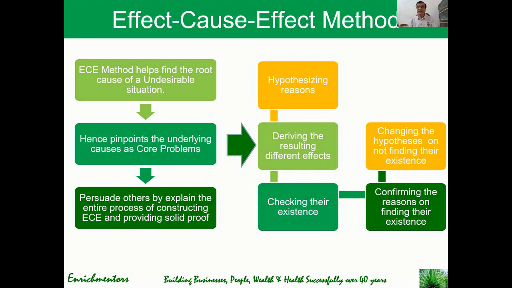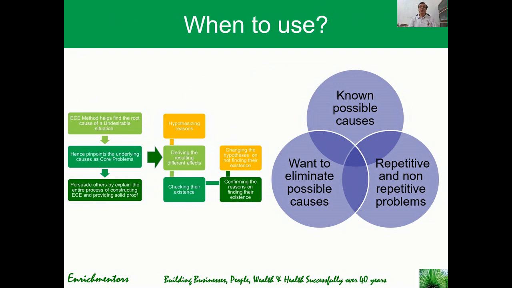And then you check, if this is the reason, is it occurring in all the places? So if the cause is that same reason, and if the effects exist in all the places, then you say, yeah, this hypothesis is right. So this is a hypothesis testing methodology. When to use this?